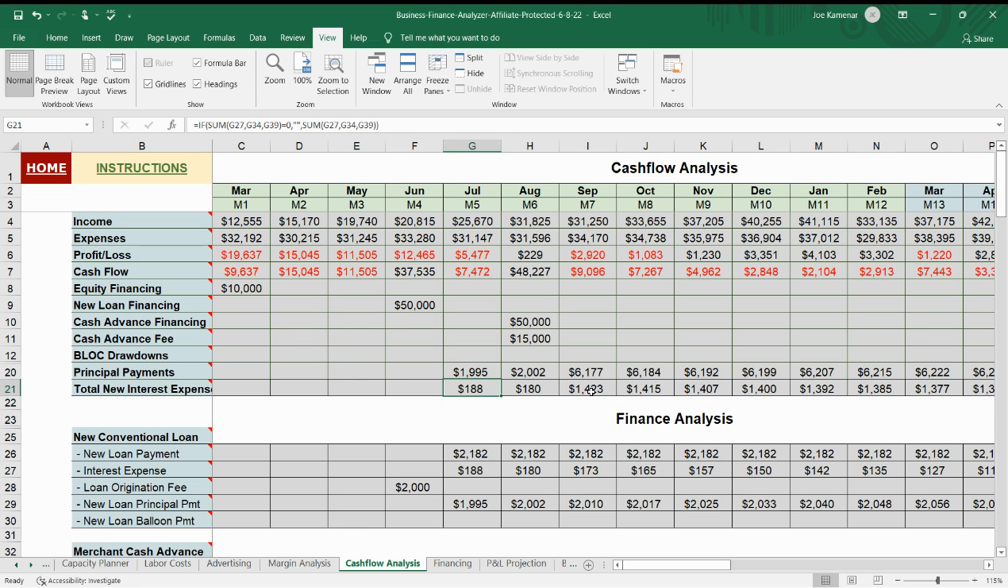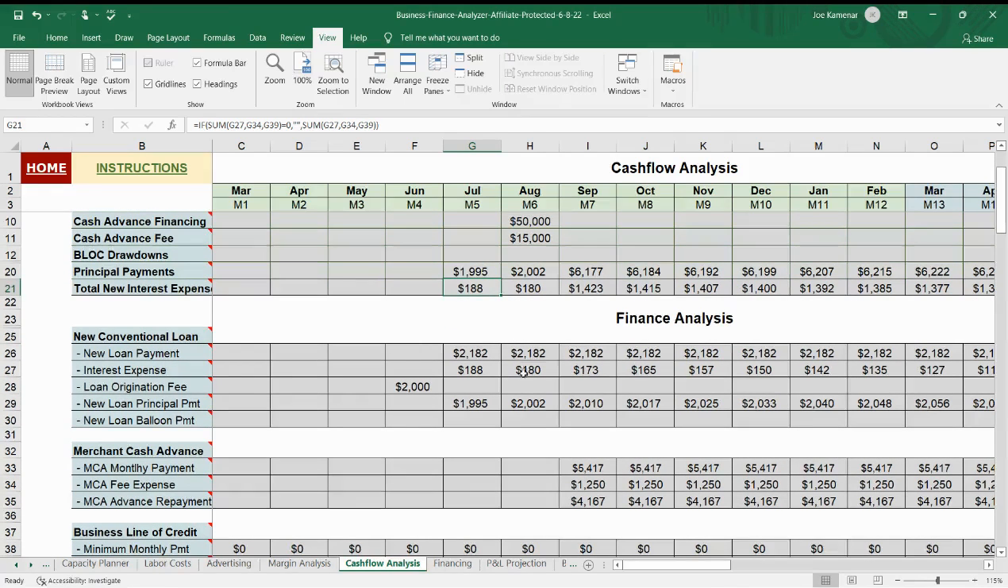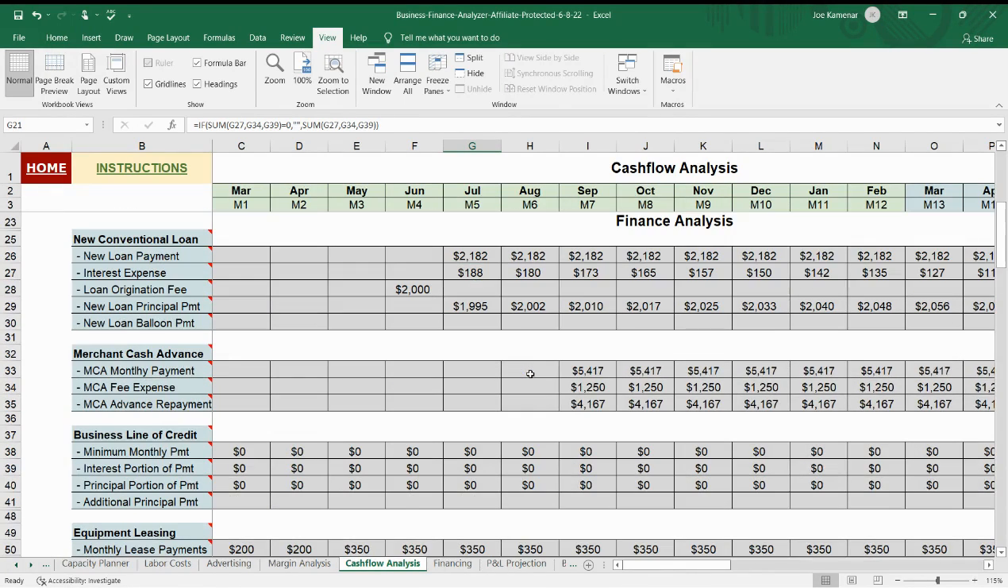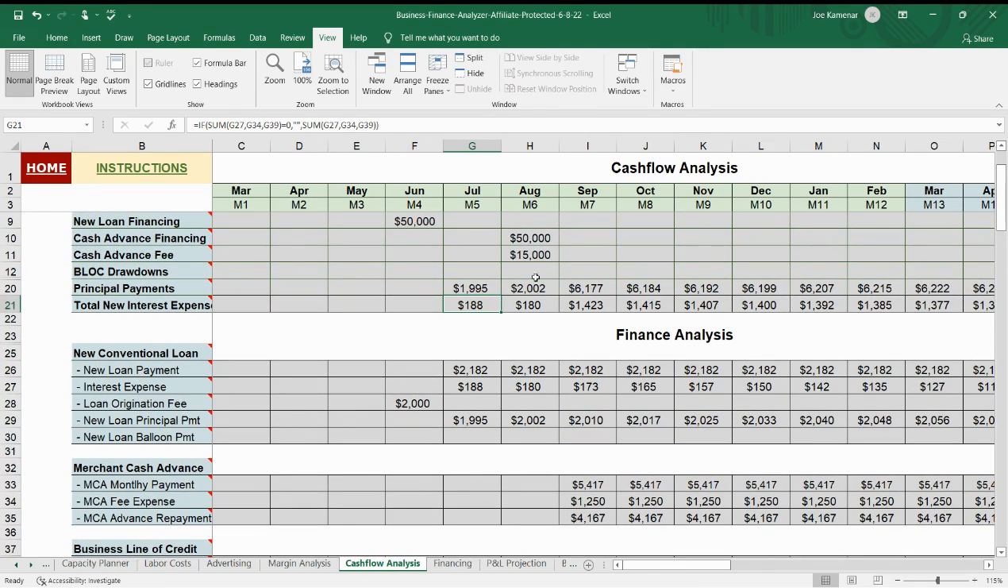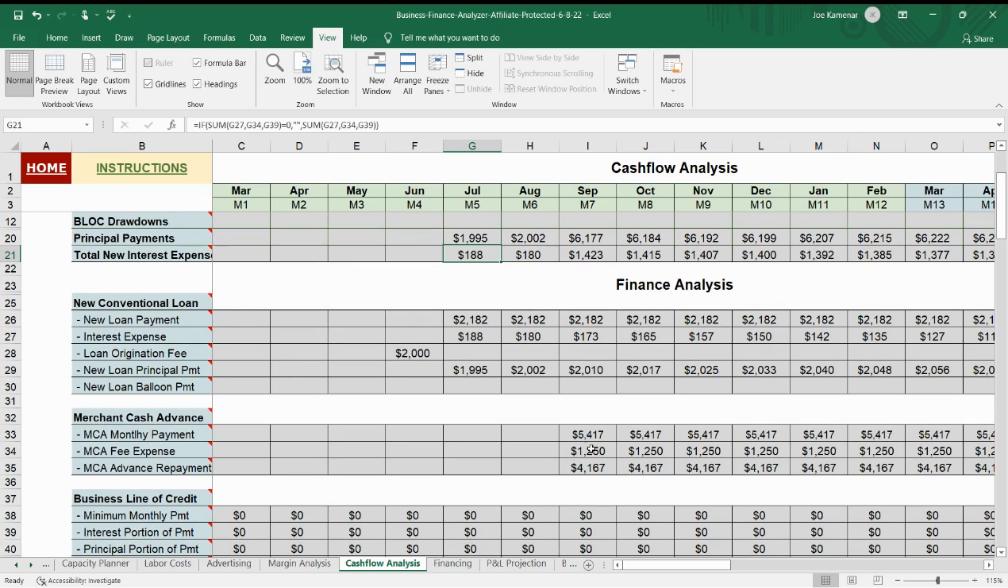And your interest expense goes up as well, as you can see from the $180, which was on the $50,000 loan. Now it's $1,400 because you just added a cash advance. So it's more money you've got to pay. So we looked at the conventional loan. Here's the cash advance. So you can see money hit your account in August. So in July, here's your payment.